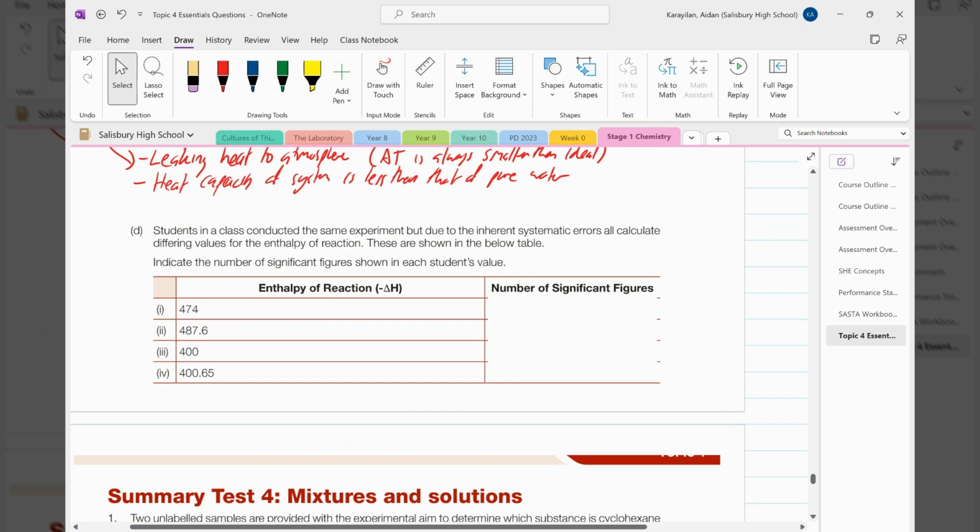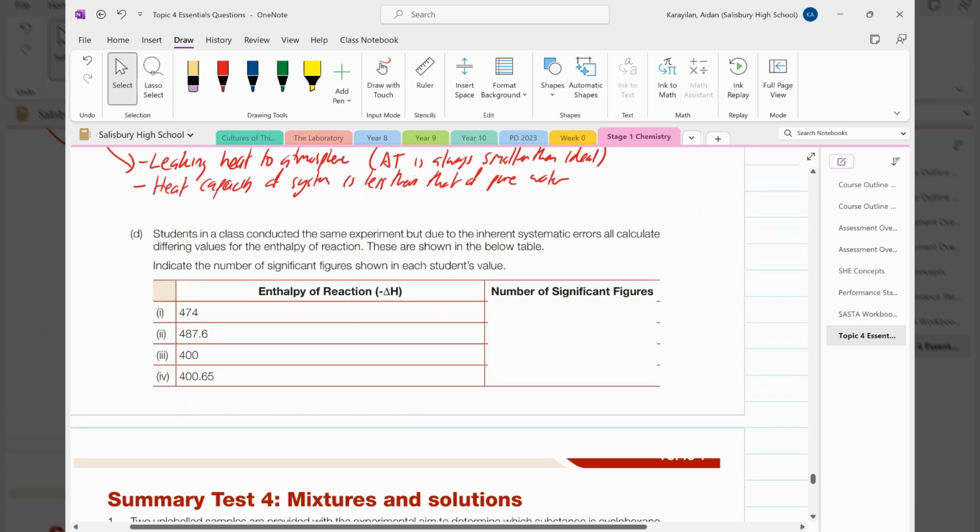And the last bit: students in a class conducted the same experiment, but due to the inherent systematic errors, all of them calculate differing values for the enthalpy of reaction. These are shown in the table below. Oh, one thing here. Mixing. Oh no, that's not going to work here. All right, that's a more random error. So they've got some values here. Indicate the number of significant figures shown in each of the student values.